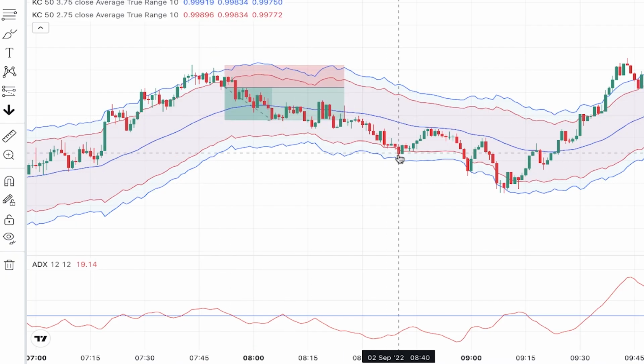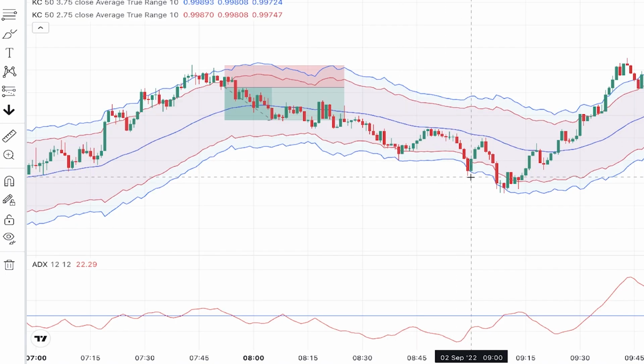Moving on the chart, here the price touches the lower band of the blue Keltner channel and then turns back and closes inside the red Keltner channel, but ADX is below 30, so it doesn't confirm any long position here at this point. Again, here the same situation, but still the ADX is below 30, so we don't open a long position here.